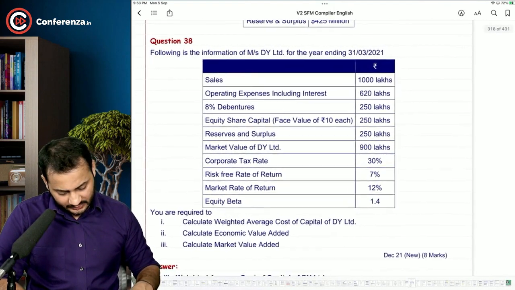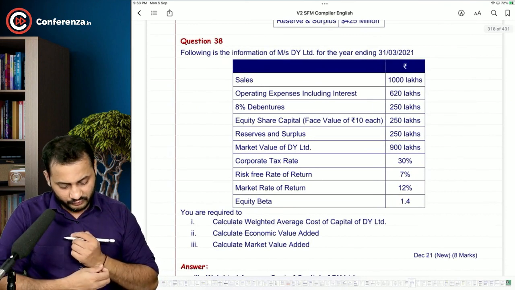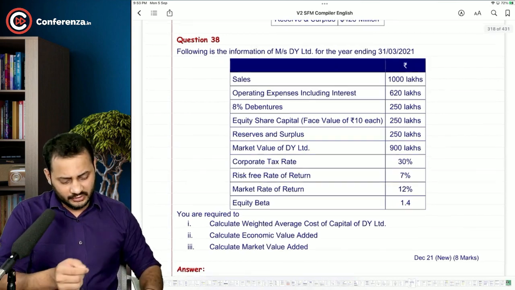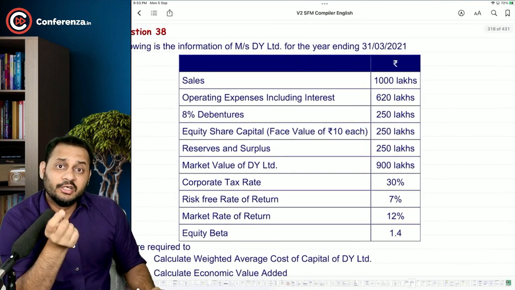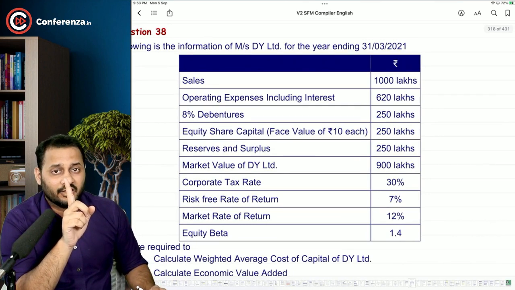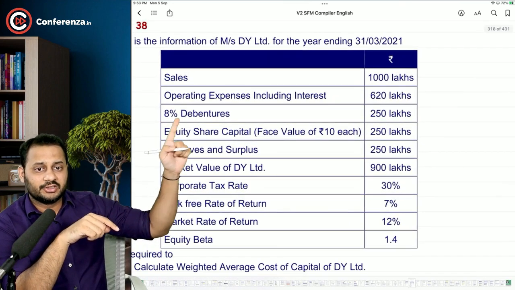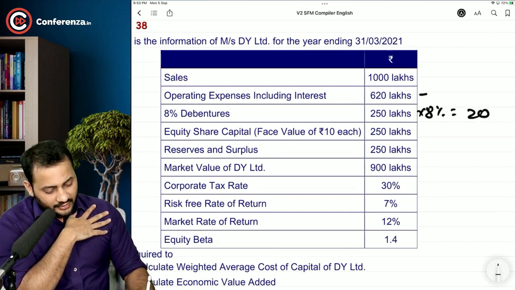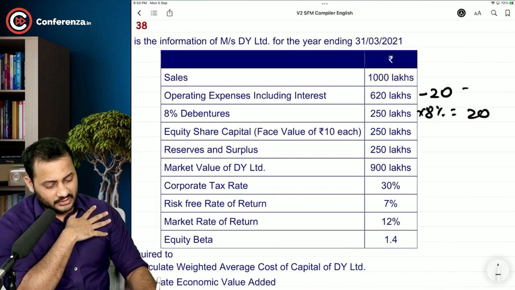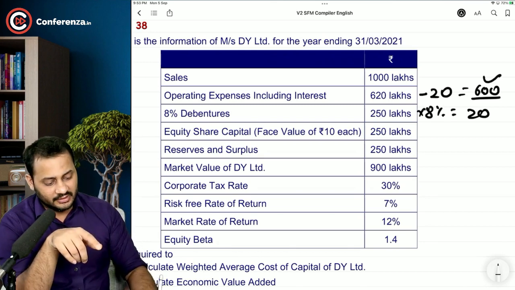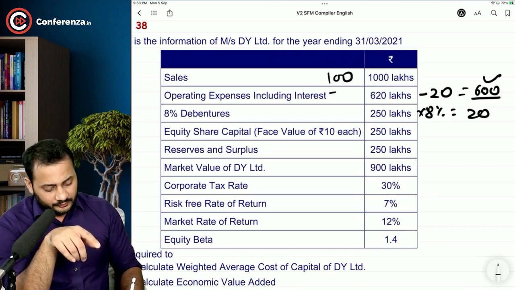Question number 38. Interesting one. Following is the information of Messrs. DY Limited for the year ending 31st March 2021. Sales are given, operating expenses including interest is given to you. We don't want interest to be deducted out of the earnings, right? So 8% debentures on 250 lakhs, calculate. 8% on that comes to 20 lakhs. So if you reduce the 20 lakhs out of these expenses, the operating expenses excluding interest will be 600. Okay, so can I take 1000 minus 600 and 400 as EBIT?